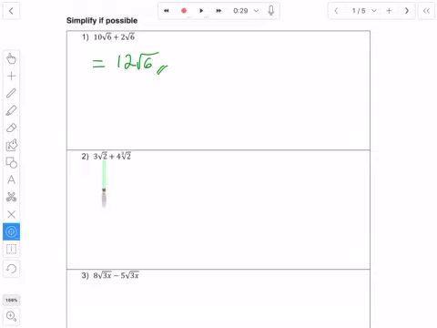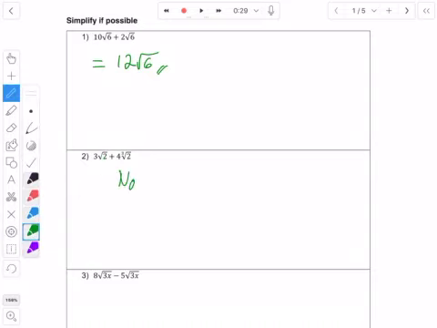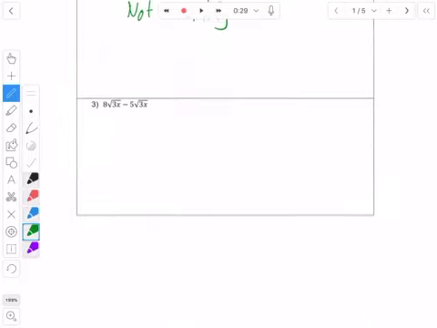So number 2, as you can see, even though we have the same number inside, we do not have the same index. So that means that we cannot simplify, or we cannot add. And that's it. We cannot do anything else on number 2.